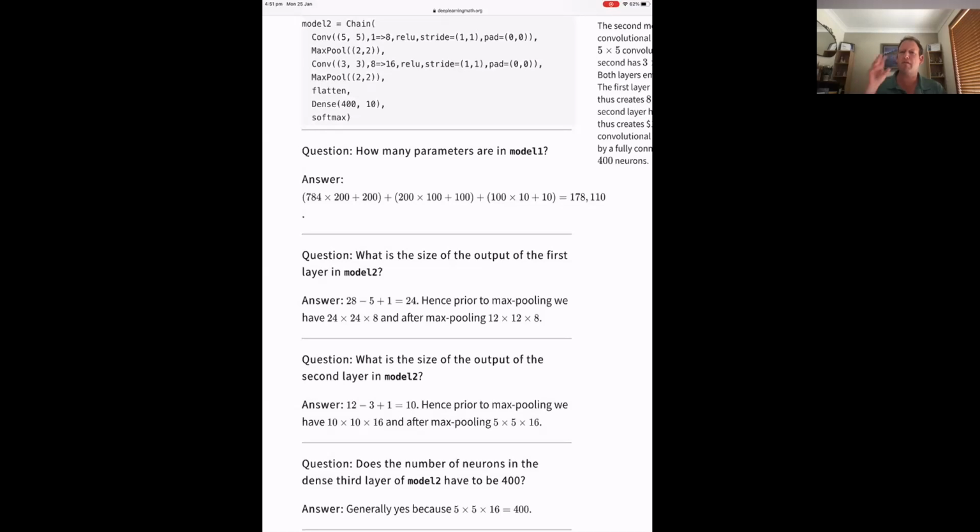1,152 is the number of parameters in the filters. There's one more type of learned parameter in this layer: bias. How many bias terms? Not many, 16. So 1,152 plus 16, 1,168. I'm putting it in the chat. 1,168 parameters in this second layer, unless we made a mistake.